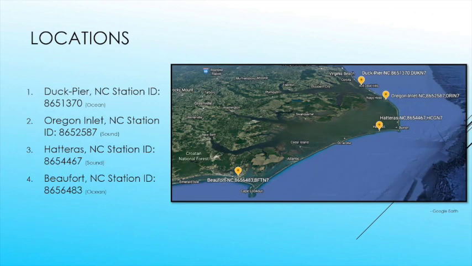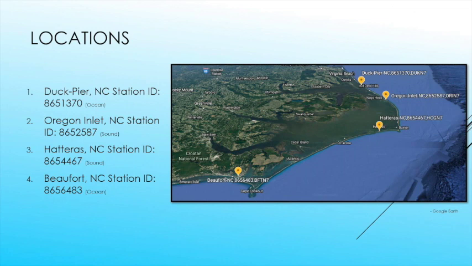The area that I was focused on was eastern North Carolina. Moving north to south, we have Duck Pier, Oregon Inlet, Hatteras, and Beaufort. The reason that we chose these locations was because of data availability, along with a diverse coastline.